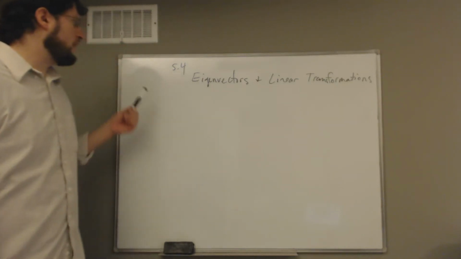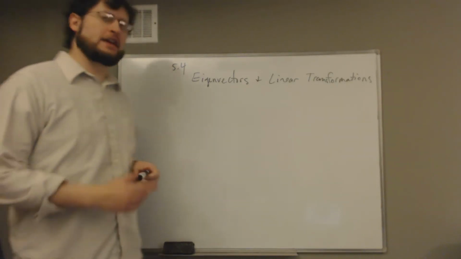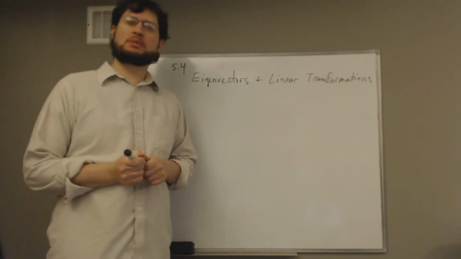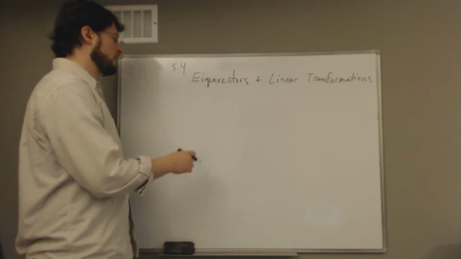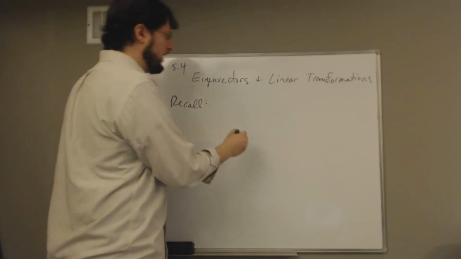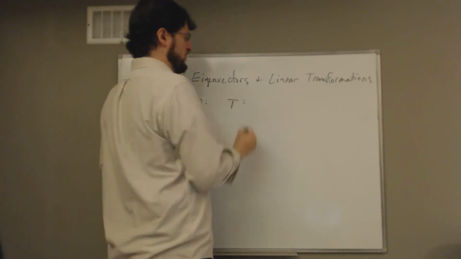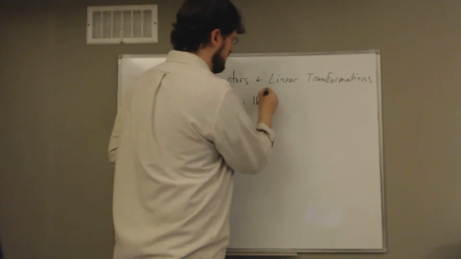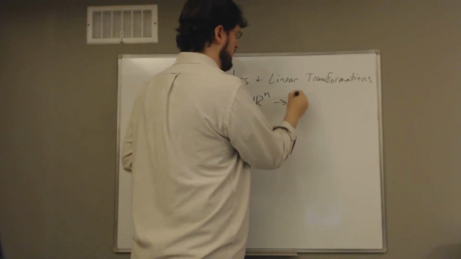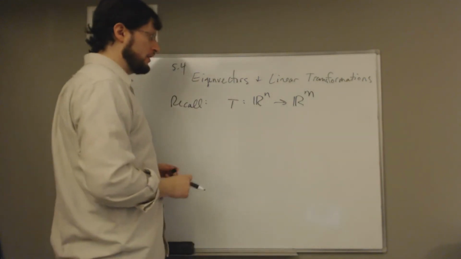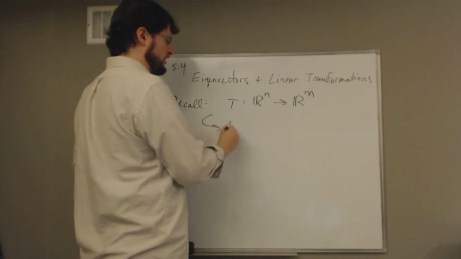Today we're going to look at section 5.4, eigenvectors and linear transformations. But before we get into that, let's remember a few things from some previous ideas. Just recall that if I have a linear transformation T from Rn to Rm, then it has a matrix A.